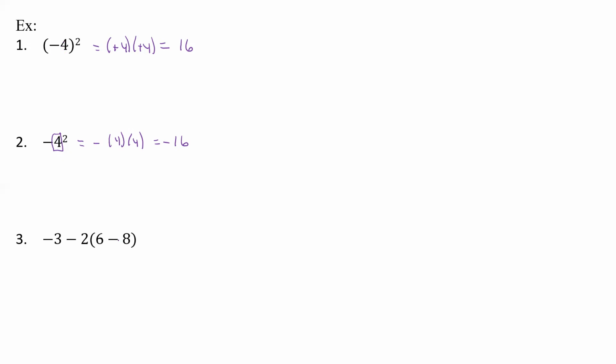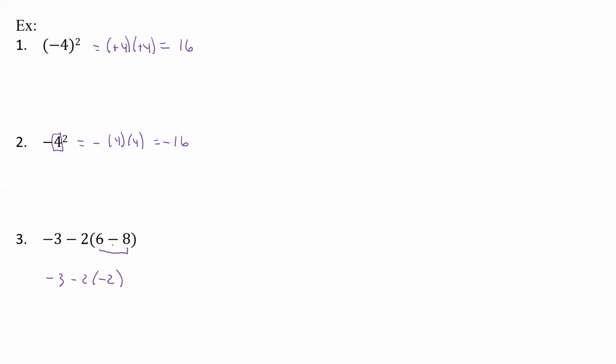Now here we have a subtraction, then we have a multiplication, and then we have another subtraction. And since parentheses are first, we'll do what's inside of here. So we'll take 6 minus 8. Well, we take the larger minus the smaller and take the sign of the larger. So 8 minus 6 is 2. The sign of the larger is negative. So we'll have a -3 minus 2 times a -2.